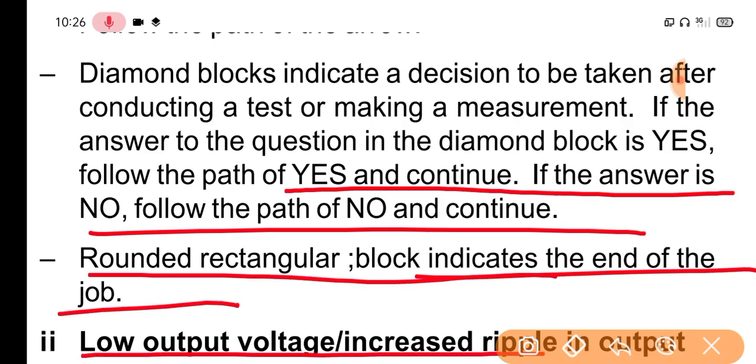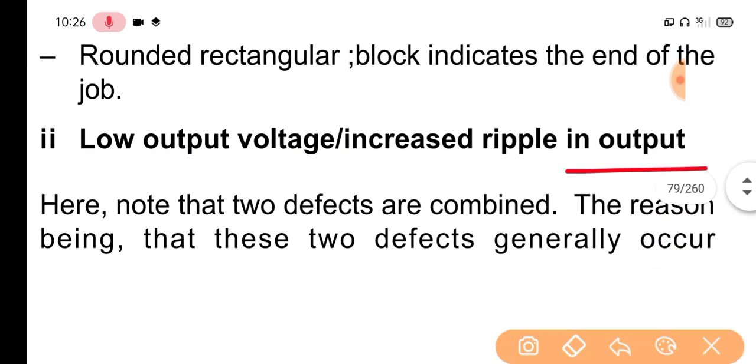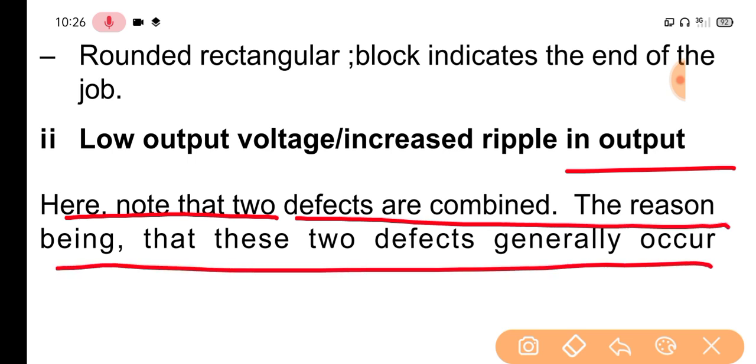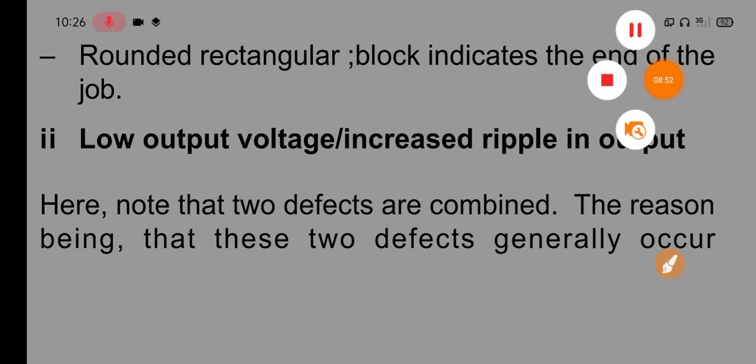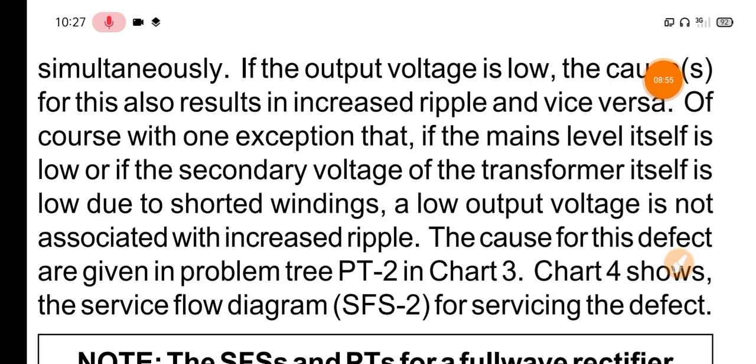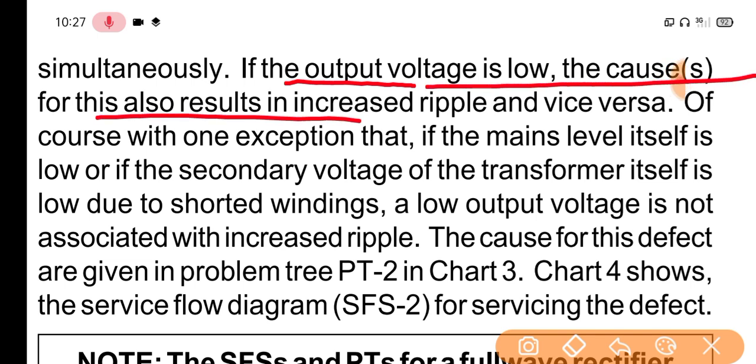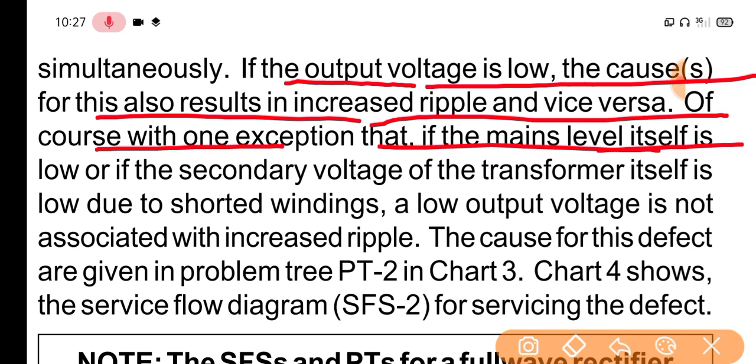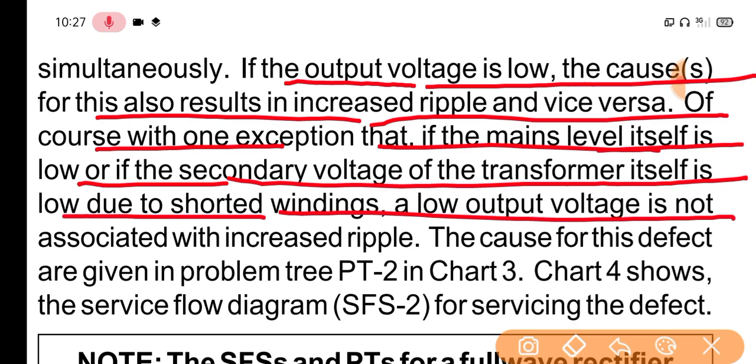Low output voltage, increased ripple in output. Here note that two defects are combined, the reason being that these two defects generally occur together. Similarly, if the voltage is low, the causes for the defect also result in increased ripple and vice versa, of course with one exception: if the mains level itself is low or if the secondary voltage of the transformer itself is low due to shorted winding, a low voltage is not associated with increased ripple.